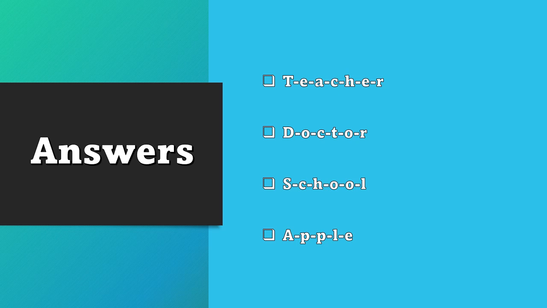D, O, C, T, O, R. Number 3, school. S, C, H, double O, L. Number 4, apple. A, double P, L, E. Great! Now let's have some fun.